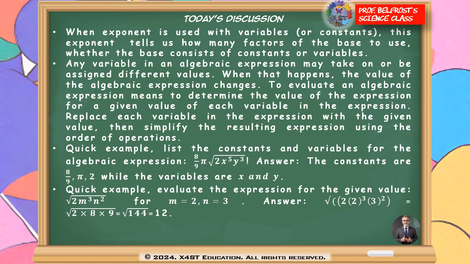Another quick example: evaluate the expression square root of 2 times m to the 3 times n to the 2, for m equals 2 and n equals 3. You need to substitute every m with 2 and n with 3. Just plug in the values and you will have 12. Very simple. This is just an elementary school problem.